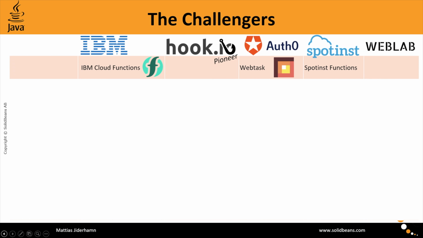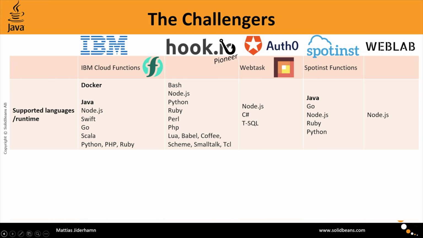We have something called Web Tasks. We have Spotinst, and we have WebLab. And they, again, support a number of different languages. In the case of IBM, it's actually run on top of Docker. So in theory, you could implement your functions in anything that's possible to run on Docker, but they do support official libraries to help you get started for a number of languages, Java being one of them.